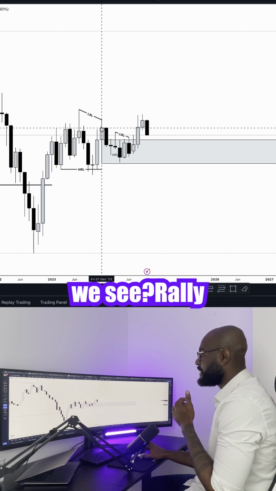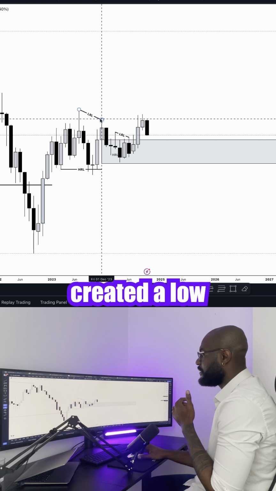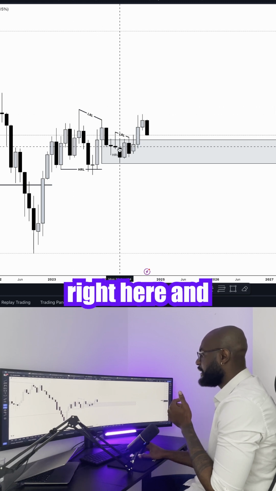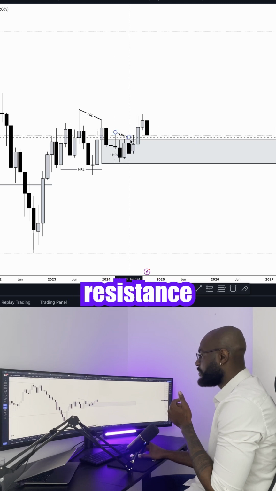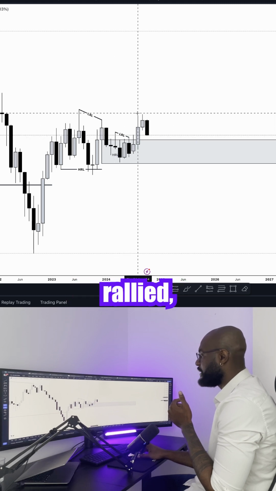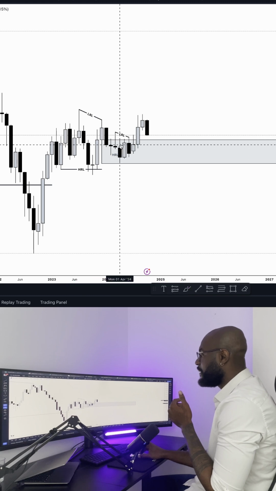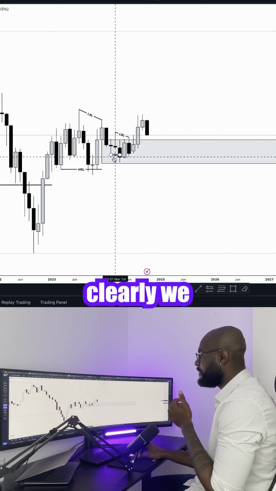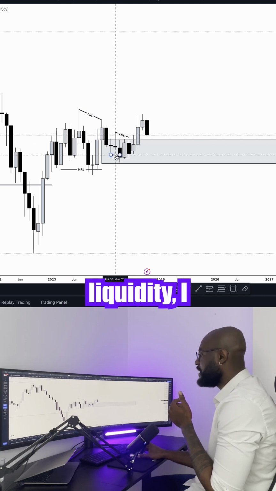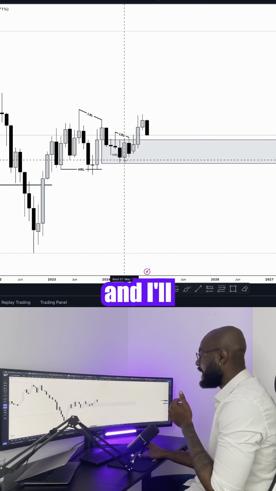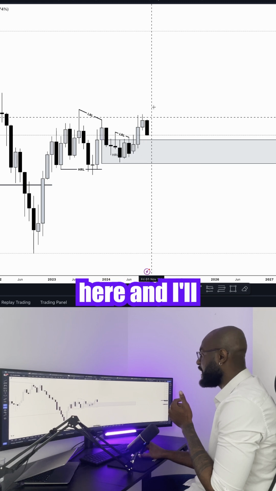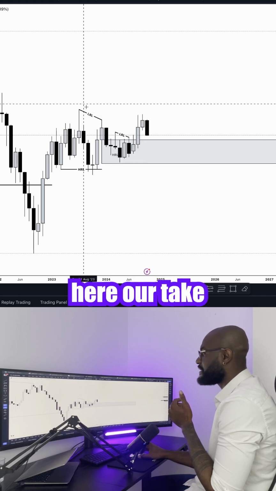Now, as you can see right here, price came to the downside, took liquidity from here, and after that, what did we see? Rallied to the upside, created a low resistance liquidity right here, and then price came to the downside, took this external liquidity resting right here, created a low resistance liquidity, and after that, rallied and expanded. So right here, because I can see very clearly we came down and took this external liquidity, I wouldn't be surprised to see a potential mitigation of this key level, and I'll strongly be putting my stop losses here, and I'll be targeting here as take profit position.